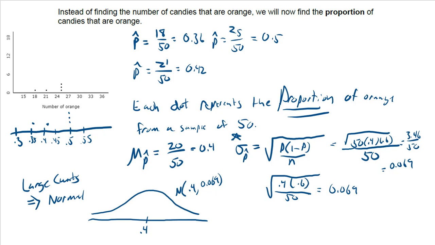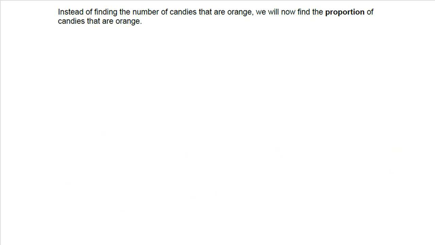Since we know that 40% of the Reese's pieces are orange, if we were to select a sample of 50, what would the probability be that the sample proportion will be 45% or greater? So if we wanted to find out if it would be 45% or greater, what would the probability be? So let's look at that. Again, we're wanting to see what the probability of being 45% or greater is.